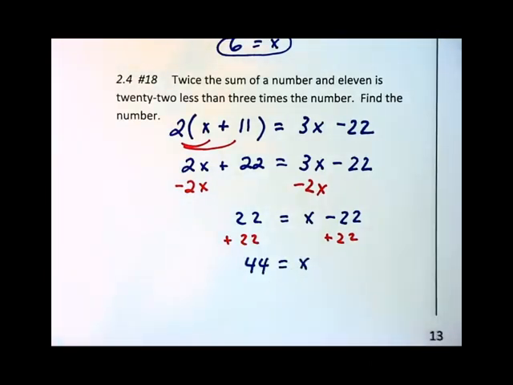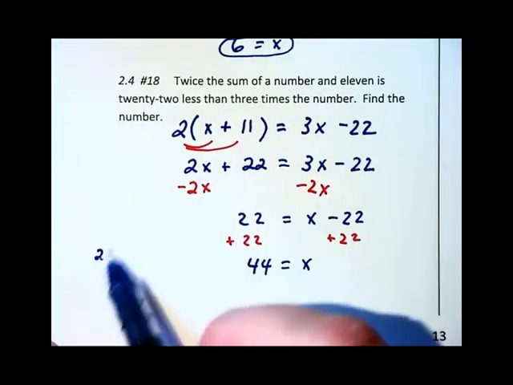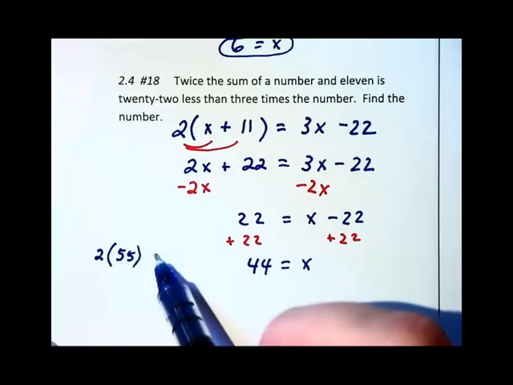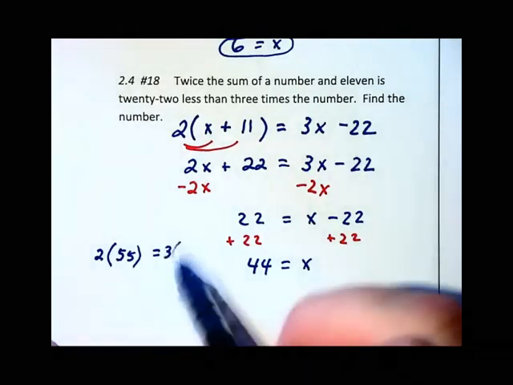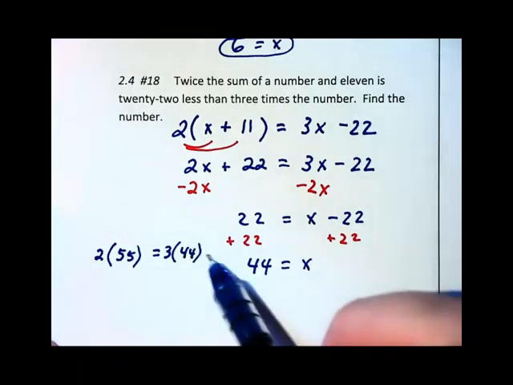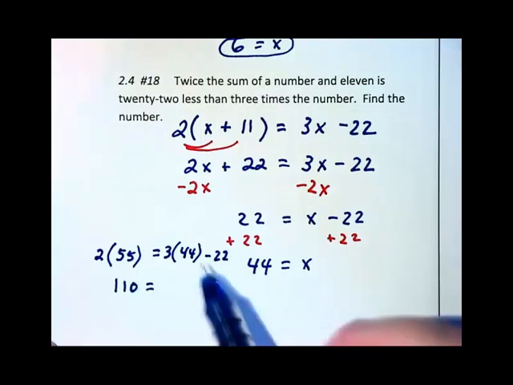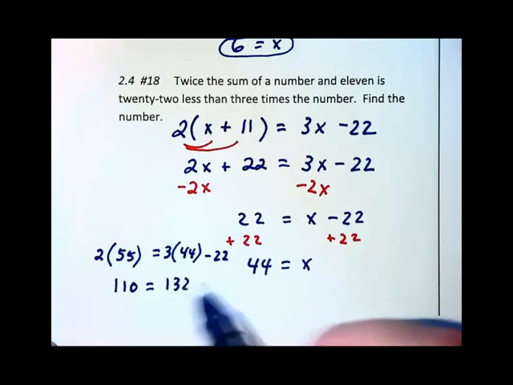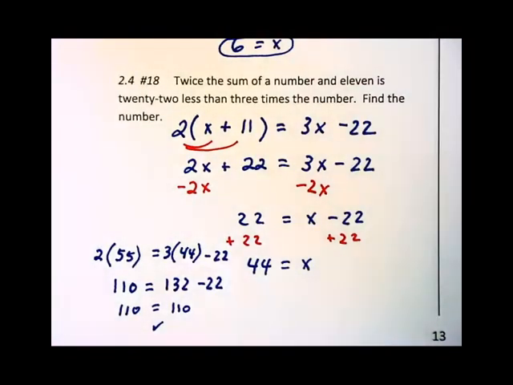Twice the sum of a number and 11, that would be twice 44 plus 11. So 2 times 44 plus 11, that's 2 times 55, is the same as 22 less than 3 times the number. 3 times our number, 44, minus the 22. That gives us 110 is equal to 132 minus 22, and that right side is 110 also. So it does check. It's a good habit to get into to check your solutions.